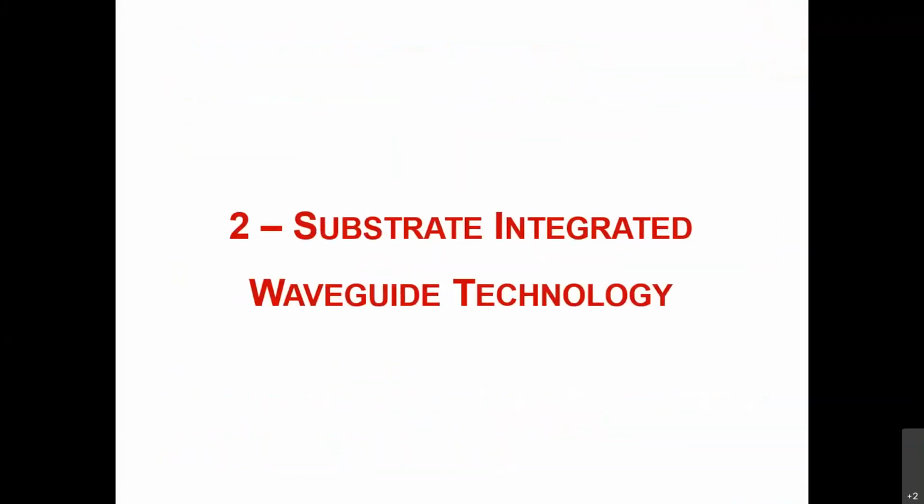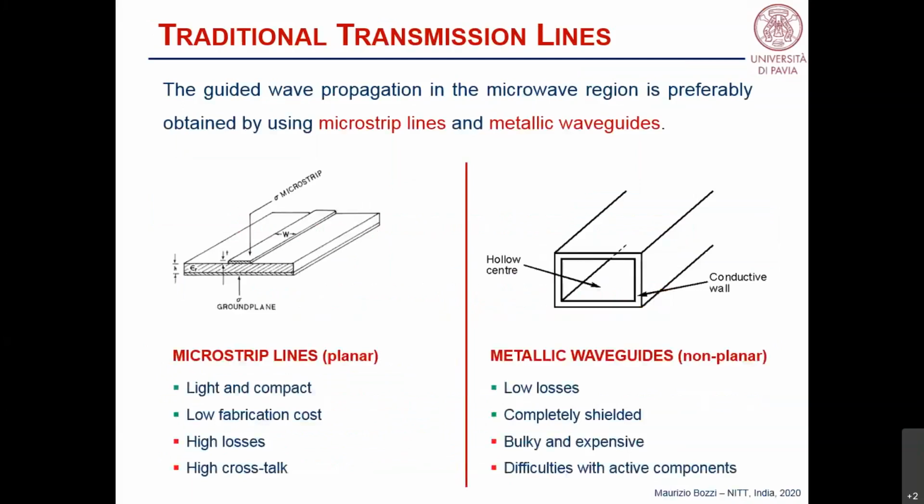So to meet all these requirements, a possible candidate is substrate integrated waveguide technology. And let's try to understand why. When you think of traditional transmission lines for microwave applications, the two major devices that come to your mind are the microstrip lines and the rectangular metallic waveguide.